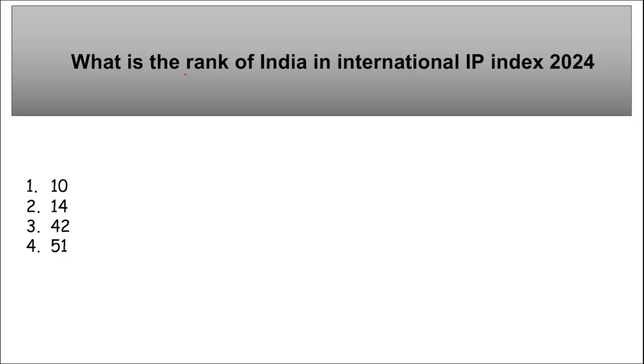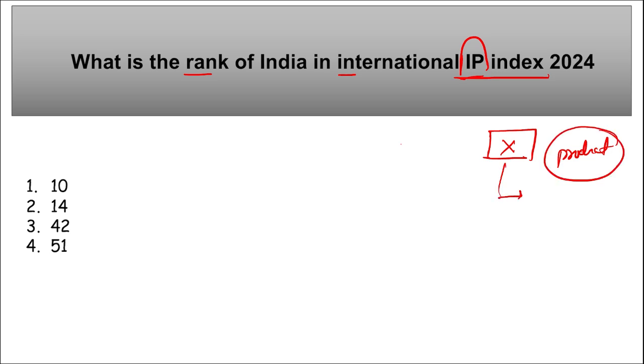Next is, what is the rank of India in International IP Index? IP is your intellectual property index. That means when you have discovered something or done research and formed a way of doing something differently, uniquely. For example, someone developed a product, say X product, which has not been developed by anyone in the world. So this person, say A person, will have the IP rights of this particular product, correct? So this is your intellectual property, right?